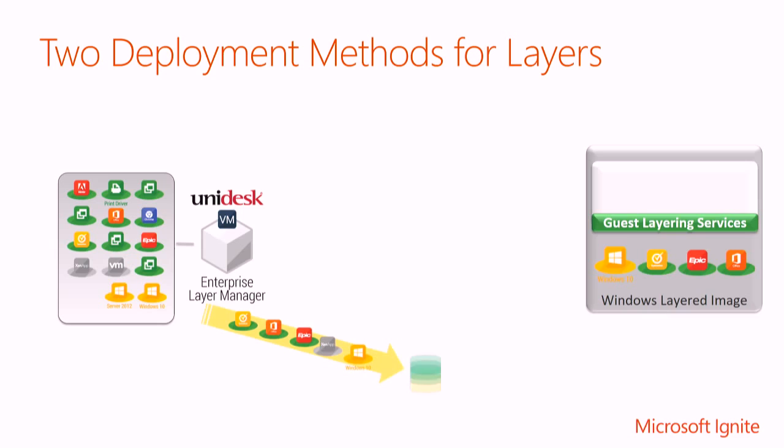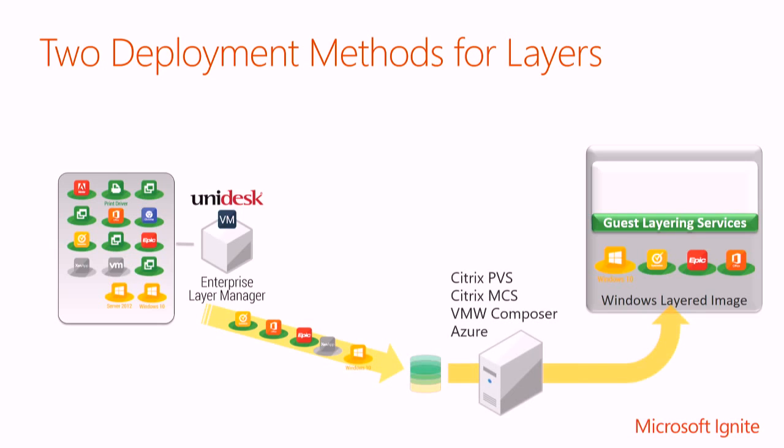On the right-hand side here, we've got what's called the Enterprise Layer Manager, and that's a virtual appliance. Inside that, we've got a couple of virtual disks with Windows 2012 and Windows 10 running on them. We've also got a number of other virtual disks which have VMware Tools or Hyper-V tools or your XenApp VDA. And then we've got a number of applications delivered into each of those layers, and those are all separate layers.